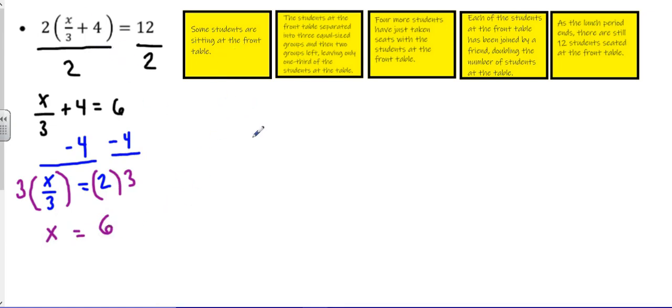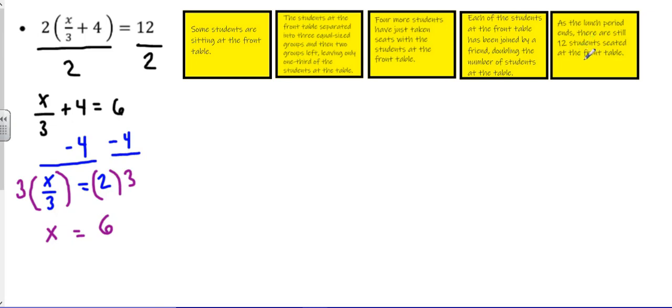A quick summary, remember whenever you're working with variables, you need to define your variable. Never lose track of what x represents. It'll help you through the solving process. Also, when you're setting up your equation, remember we were working forwards when we were setting up the equation here. So x divided by 3, the first thing that happened was the dividing by 3, and then the plus 4, and then the multiply by 2 to get to the answer.